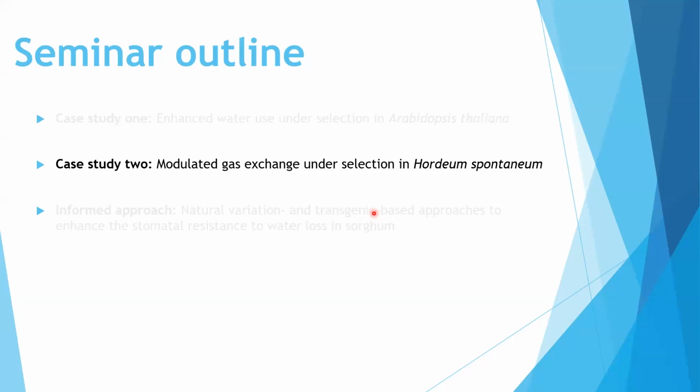So on to the second case study. Modulated gas exchange under selection in Hordeum spontaneum. So that is the Latin name for wild barley. Hordeum vulgare is cultivated barley that is used to make beer and for other purposes and animal feed. Spontaneum is wild barley. It originated in the Fertile Crescent in the Middle East, and that was selected for over millennia to produce the cultivated barley that we have now.